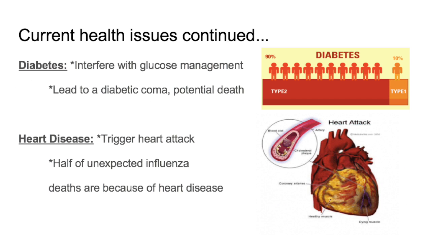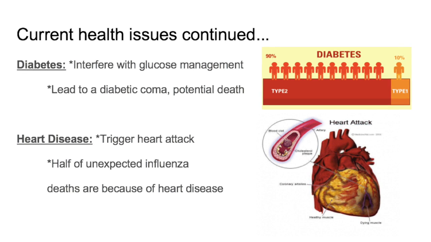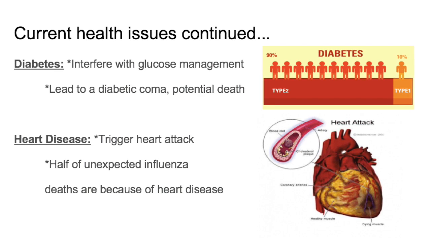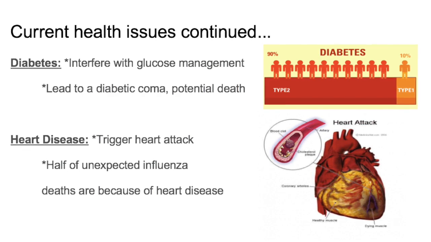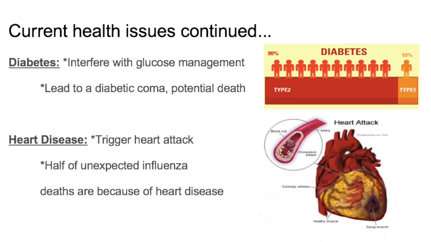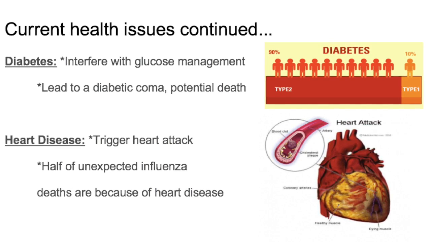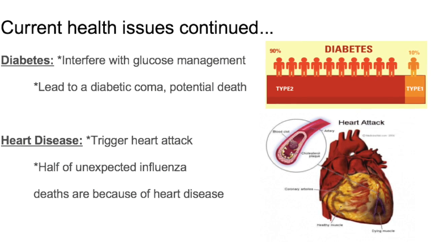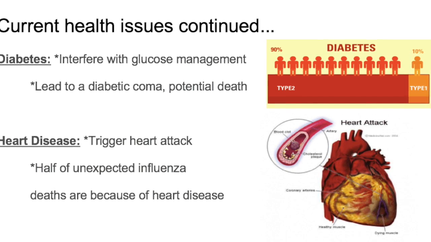Another example would be individuals with diabetes. When an individual is diagnosed with the influenza virus and has diabetes, it can interfere with their glucose management, and it can eventually lead to diabetic coma and potential death. Statistics, according to the CDC, show that 29.1 million individuals are diagnosed with diabetes, so this could affect a lot of people.